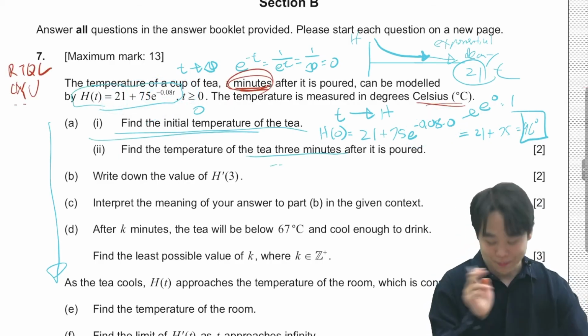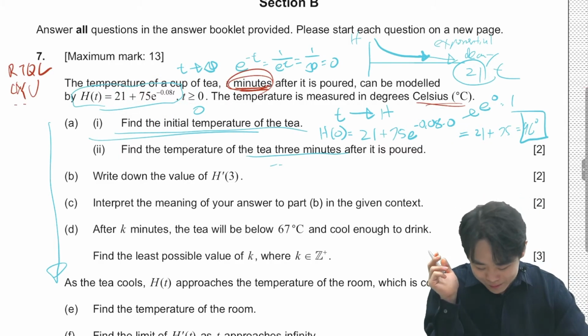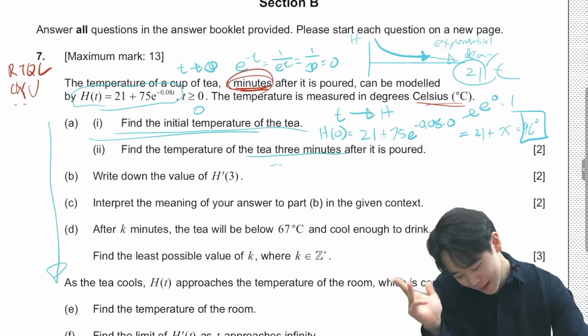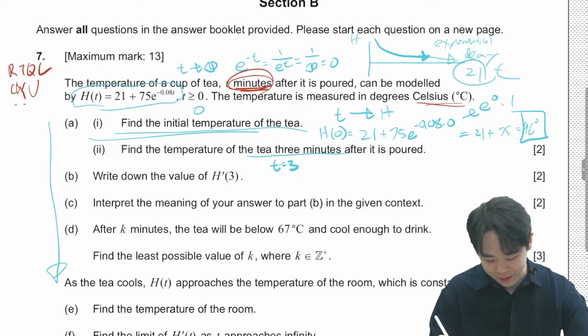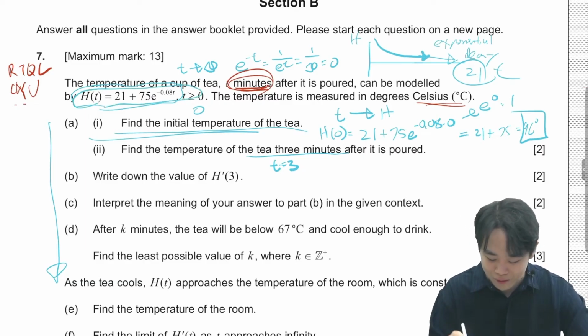Right? So the next part, let's do part 2. Find the temperature of the tea 3 minutes after it is poured. So 3 minutes, that's t equals 3. We just need to check the units, because sometimes the units might be in seconds, not minutes, but let's look at what H(t) means. If you have t minutes after the tea is poured, the temperature is going to be H(t). So we just need to find H(3).